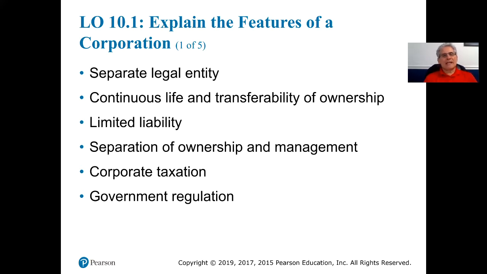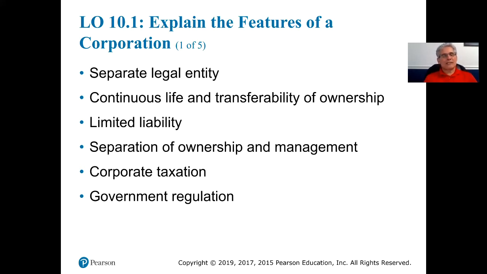What that means is that the entity continues without regard to the ownership. So if you own stock in that company, you are considered to be part of ownership. If you pass away, well, that stock transfers to somebody else. Meanwhile, the business continues to exist.